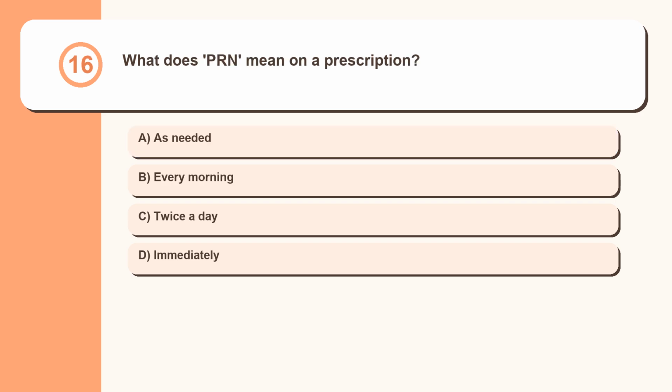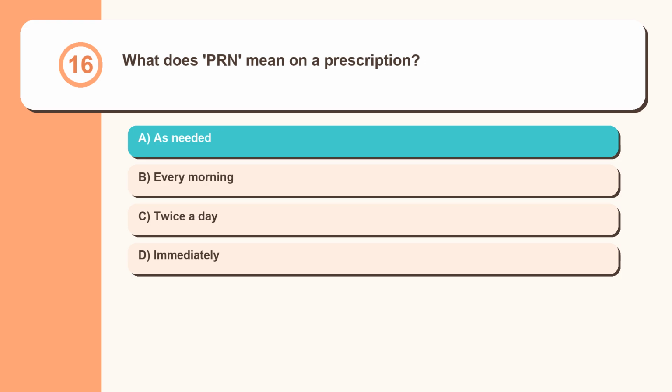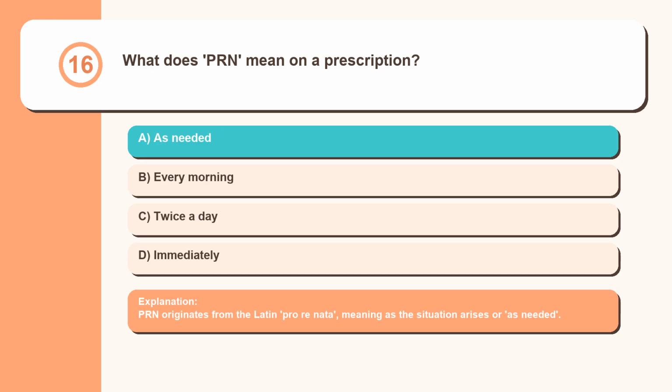Question 16. What does PRN mean on a prescription? As needed, every morning, twice a day, immediately. PRN originates from the Latin pro re nata, meaning as the situation arises or as needed.